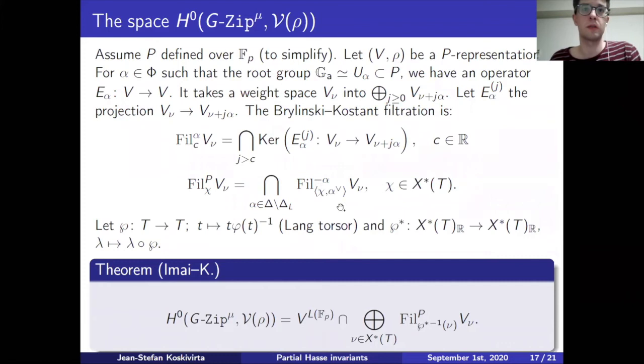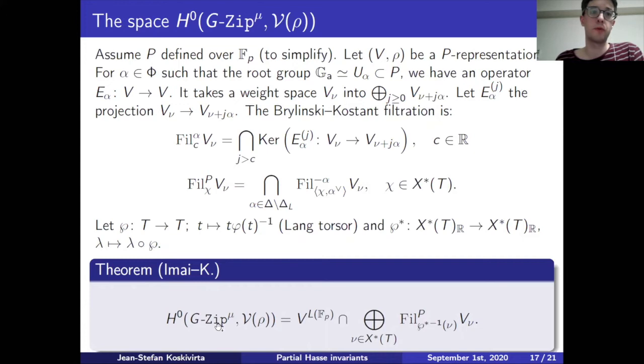And also let me give you one more definition. Let P be the endomorphism of T given by the Lang torsor, which maps T to T times phi of T minus one, where phi was the Frobenius. So P upper star is the pullback, which maps some character lambda to lambda composed with P. And so we have the following theorem.